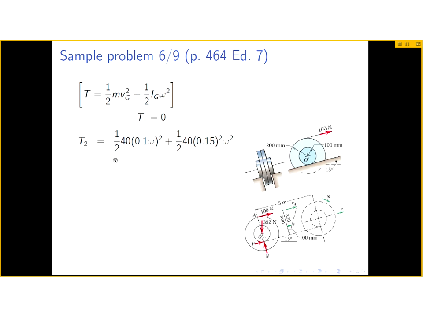So this is my kinetic energy expression, and this allows me to calculate it as a single number in terms of the unknown omega. So it's 0.65 omega squared. You can easily check this calculation.